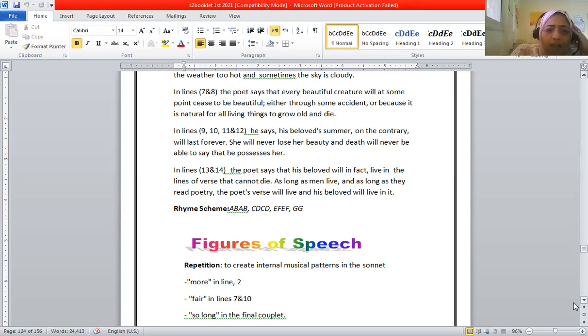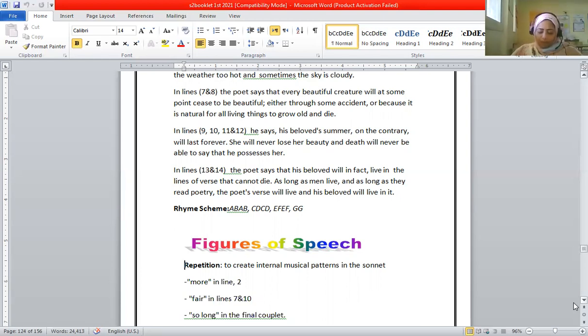Here the poet says that every beautiful creature will at some point cease to be beautiful. Cease means to stop. So the most beautiful creature in all the world, in life, on earth, will cease to be beautiful. They stop being beautiful because beauty is not an eternal thing. It's temporary. Why do things lose their beauty? Well, through some accident, because it is natural for all living things to grow old and die.